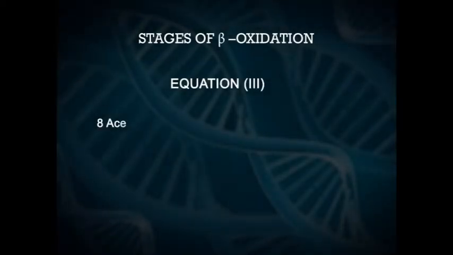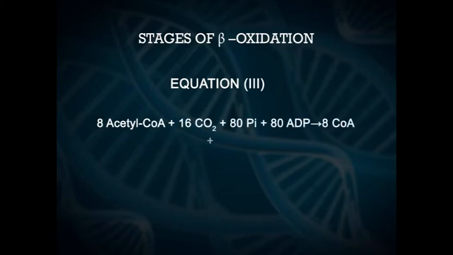Now the acetyl-CoA received can be further oxidized in the citric acid cycle. The acetyl-CoA produced from the oxidation of fatty acids can be oxidized to carbon dioxide and water via the citric acid cycle. So 8 acetyl-CoA molecules with 16 carbon dioxide molecules and 80 inorganic phosphate and 80 ADP molecules will give 8 CoA molecules, 80 ATP, 16 carbon dioxide and 16 water molecules.